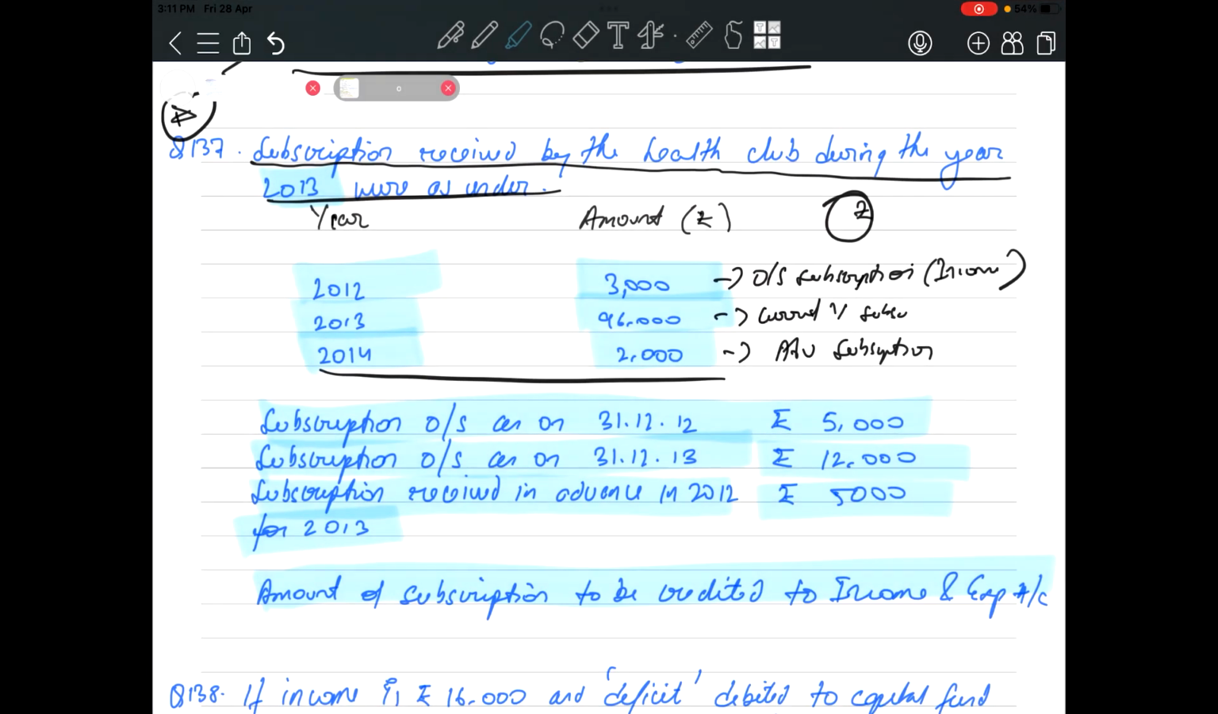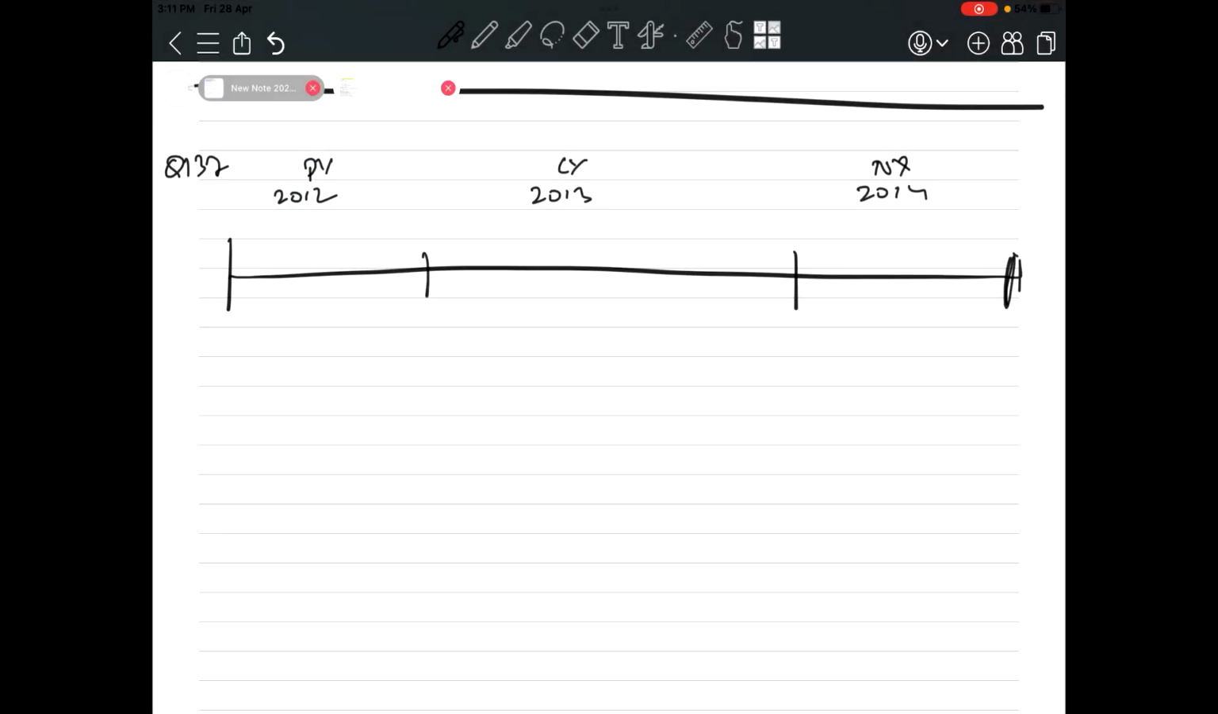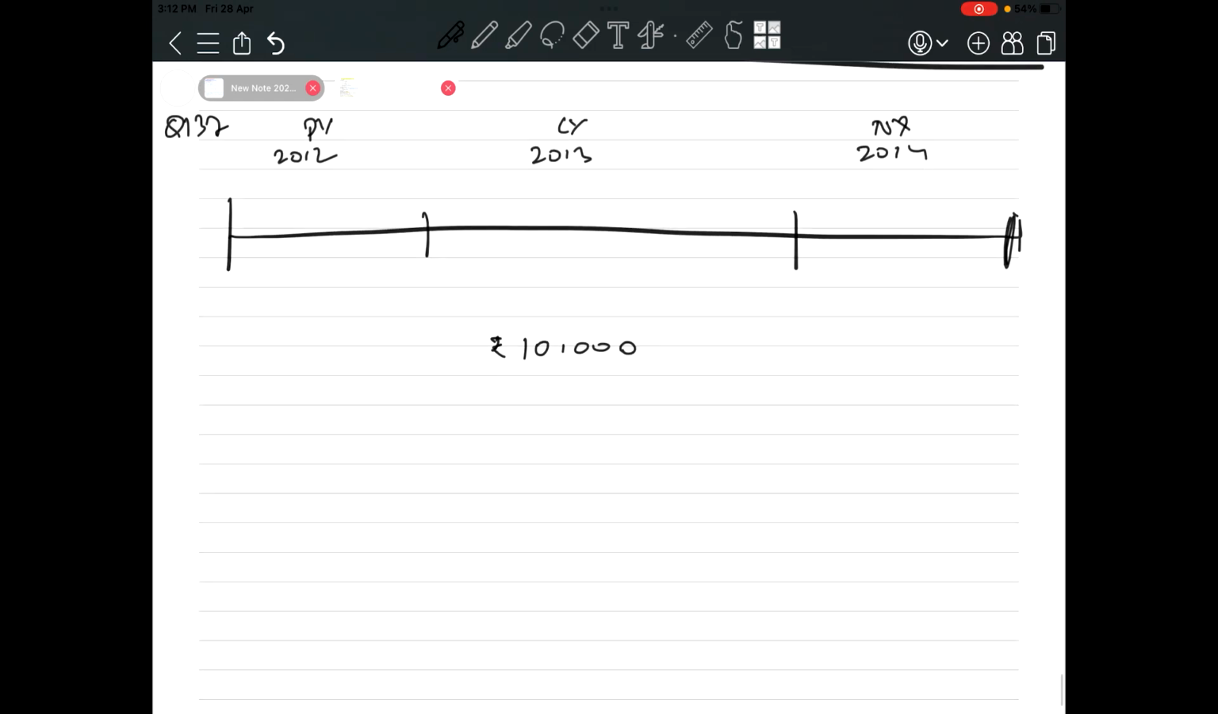Okay, now let's analyze. We have received this money during the year. Okay, so this is what we have received. What's the total amount? 3,000 plus 96,000 plus 2,000. We have received 1,01,000 during the year, okay. Now let's make an account.